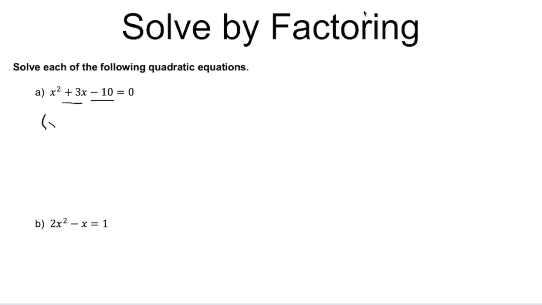So my factors would be x plus 5 and x minus 2 equaling 0. That means that x plus 5 equals 0 or x minus 2 equals 0, giving me solutions of x equaling negative 5 and x equaling 2.